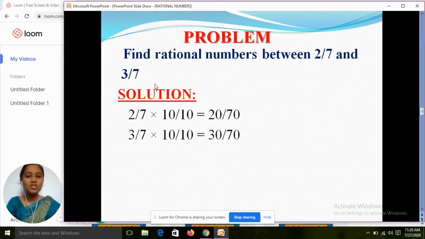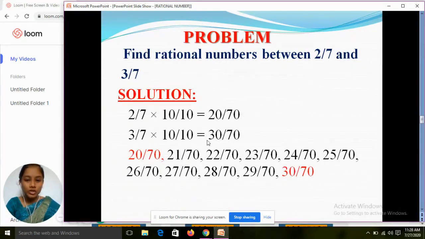Now it will be easy to find the rational numbers between 20 divided by 70 and 30 divided by 70. When you observe, both denominators are the same, 70 and 70. So we look at the numerators, 20 and 30. You obviously know the integers that lie between these two, that is 21, 22, 23, and so on up to 29. So we will find a total of 9 rational numbers between 20 divided by 70 and 30 divided by 70.